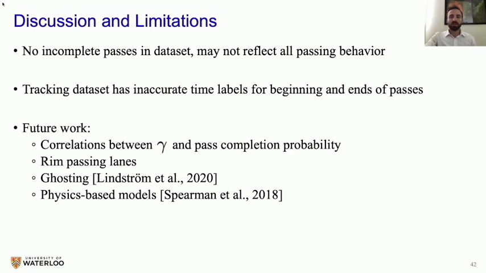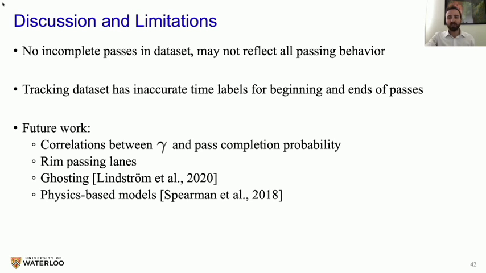We do acknowledge that our work still has several limitations. First, our dataset did not contain any data for incomplete passes. Therefore, our results may not be reflective of all passing behavior, and inaccuracies in the tracking data timestamps may impact our results. Future work hopes to involve gaining access to a dataset of incomplete passes and finding correlations between gamma values and pass completion probabilities.